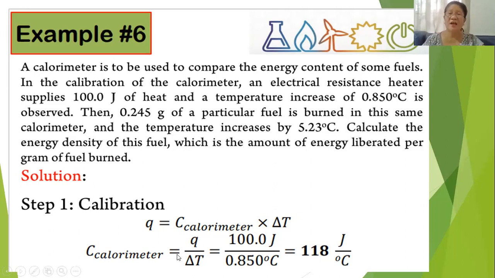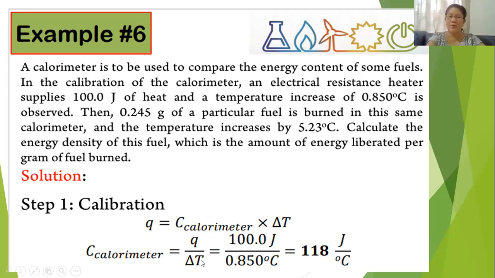Okay, so there is a mass given, which is 0.245 grams of a particular fuel, which is being burned in the calorimeter. And the temperature increase is 5.23. So calculate the energy density of this fuel, which is the amount of energy liberated per gram of fuel. So the first thing that we should do is compute for the Q, or the heat of the calorimeter. So how are you going to solve that?